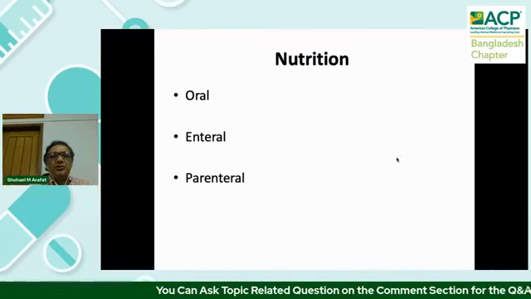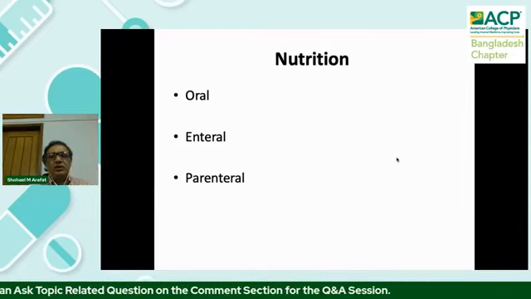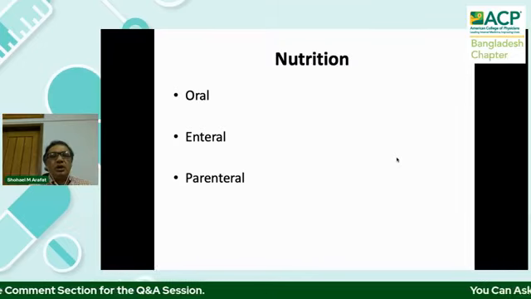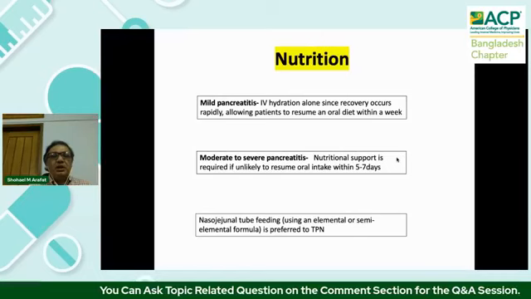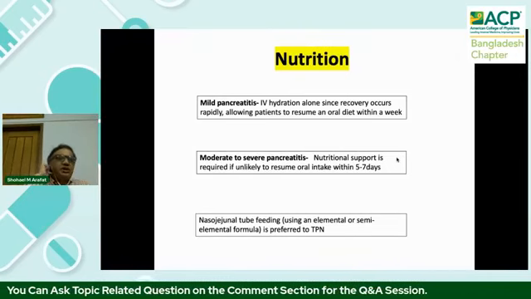Another important issue is nutrition. This patient is in a catabolic stage, getting no food, they're starving, a lot of issues. So nutrition is another important focus of interest. But which one? Is it oral, enteral, or parenteral? There is a paradigm shift in nutritional recommendation.